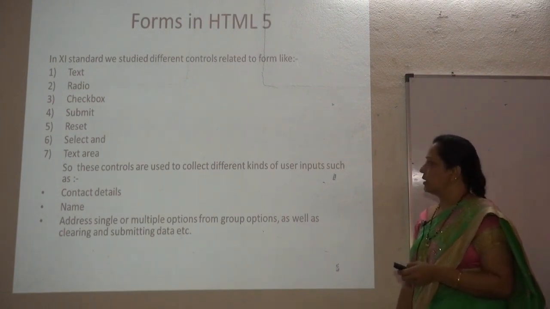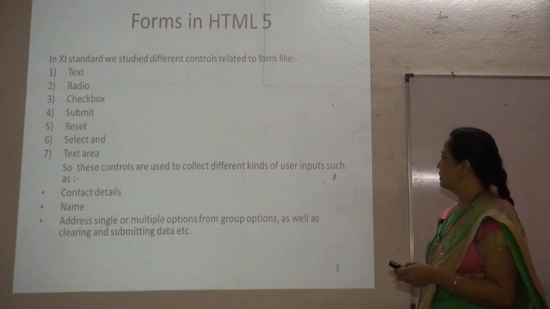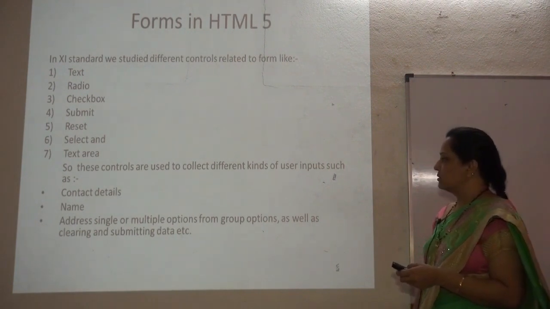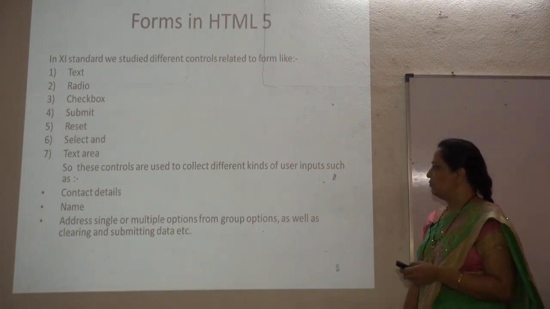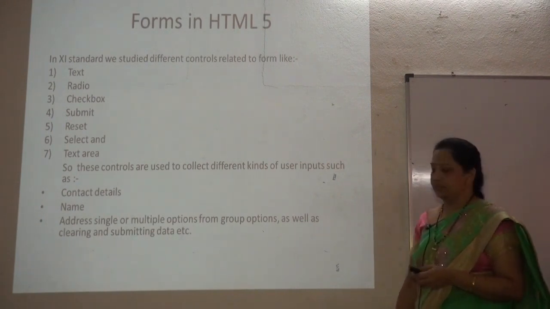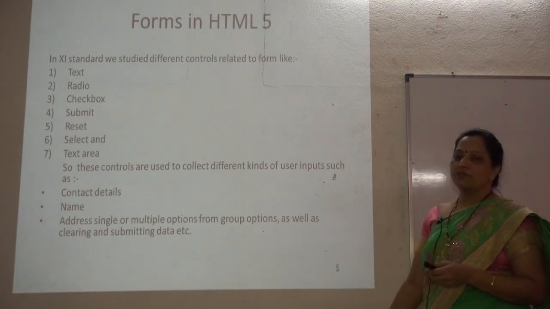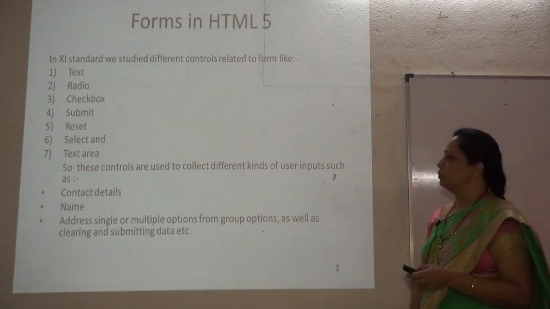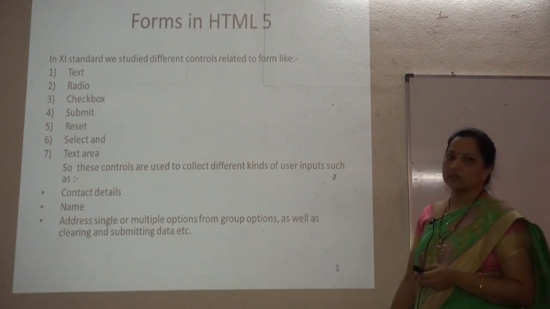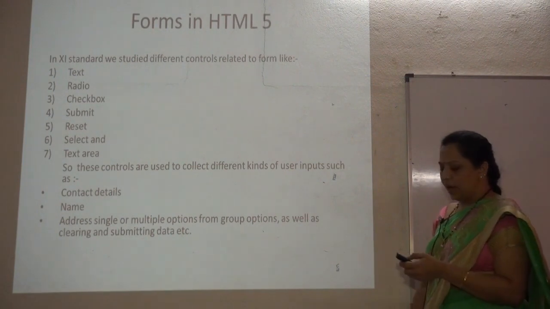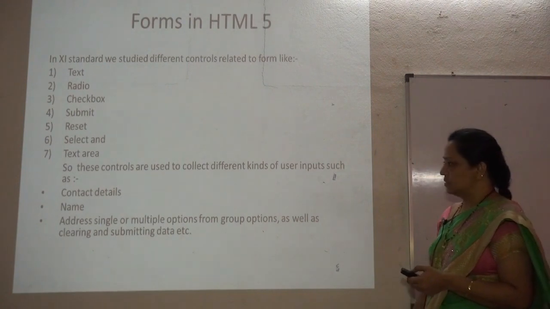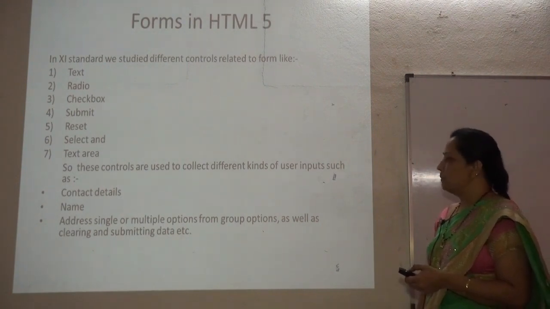These controls are used to collect different kinds of user inputs such as contact details, name, address, single or multiple options from a group of options, as well as clearing and submitting data. In this form we have to give all these fields, such as contact numbers, our name, first name, last name, middle name, and the address, which has multiple lines. So here we have written address, single or multiple options.